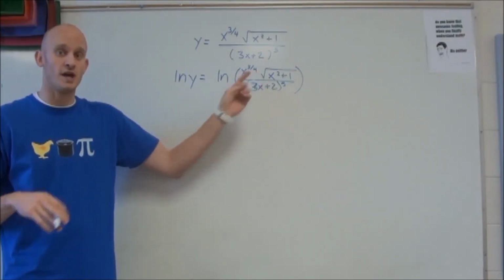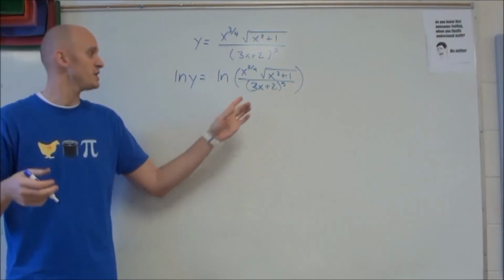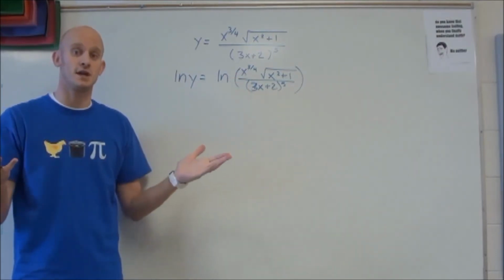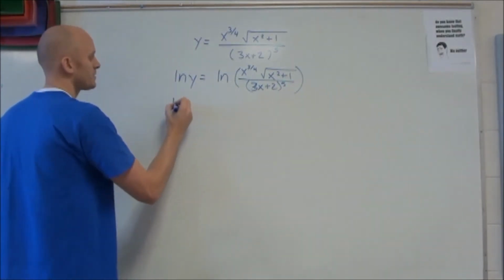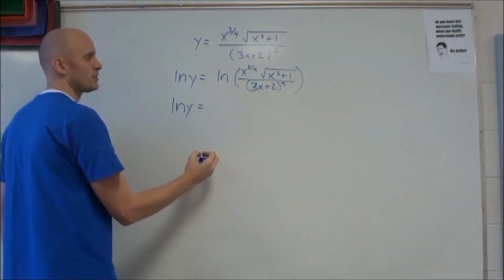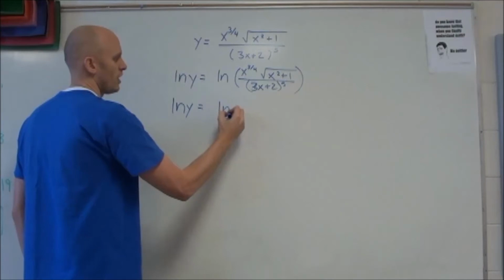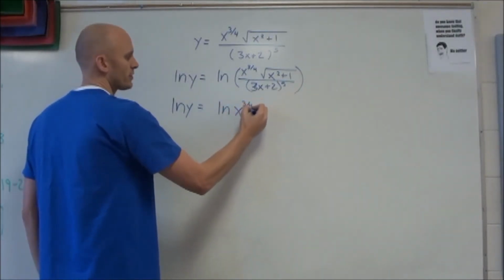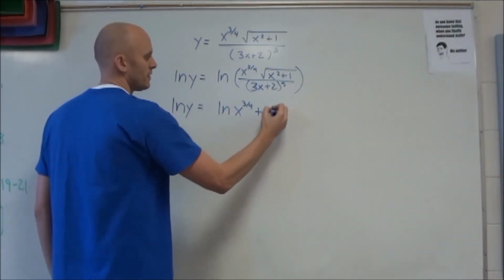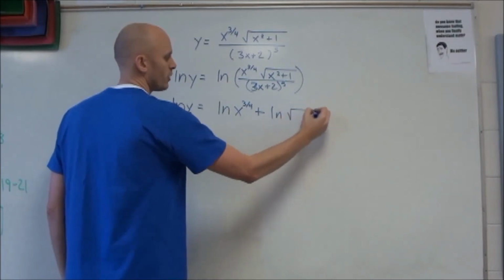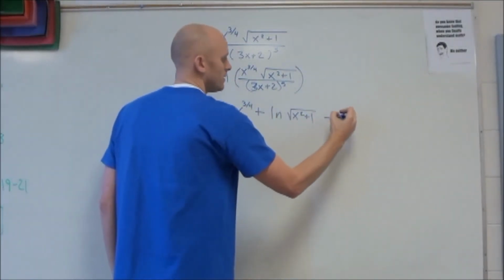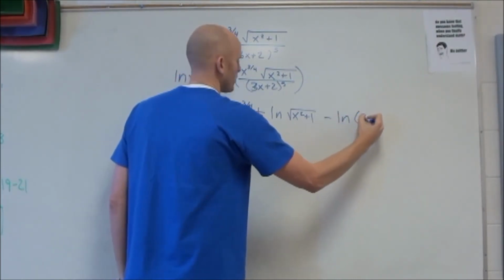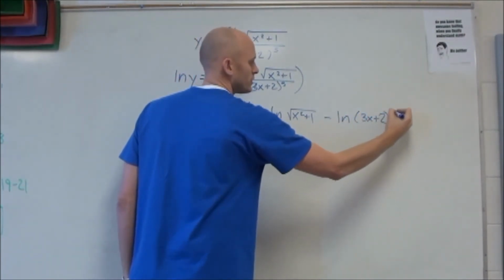If it's multiplication, we can expand it using addition. If it's division, you can expand it using subtraction. So I'm going to just simplify here: the natural log of y is equal to the natural log of x to the 3/4 plus the natural log of the square root of x squared plus 1 minus the natural log of 3x plus 2 to the 5th power.